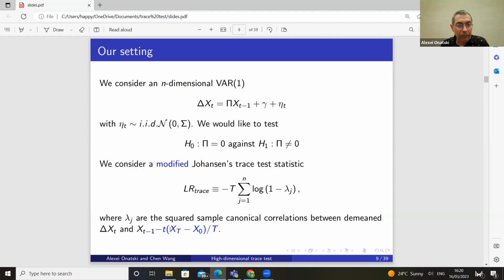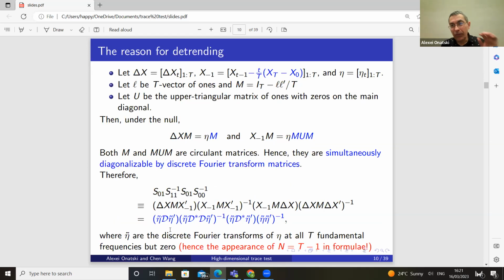So, well, that's the only modification, but other than that, the statistic is exactly the same as before. Let me now show you a little bit technical slide. I want to show why this detrending is crucial for me. The technicality in this slide will be mostly in notation. So the first three bullet points are notation.